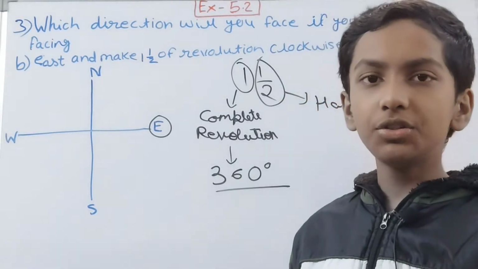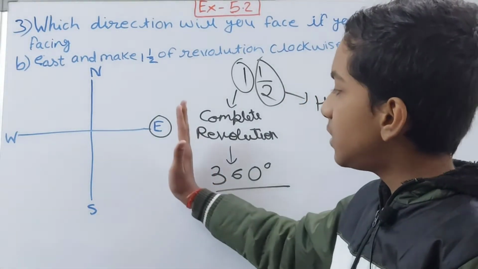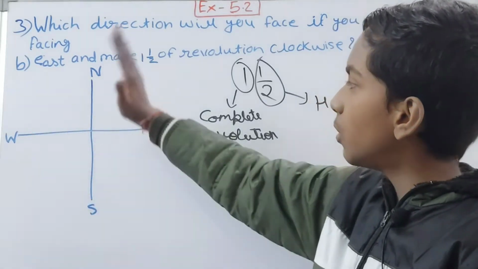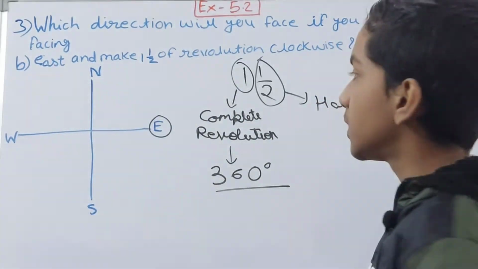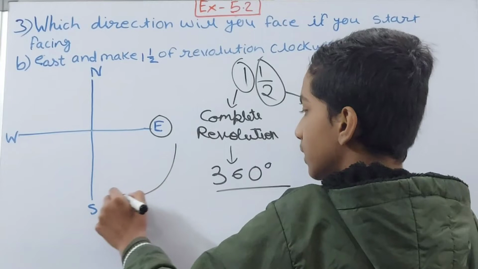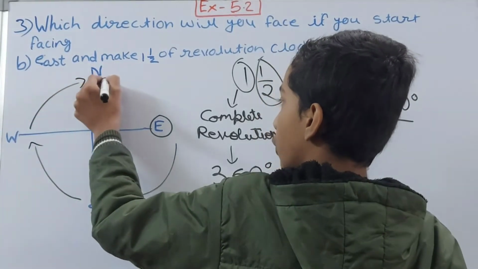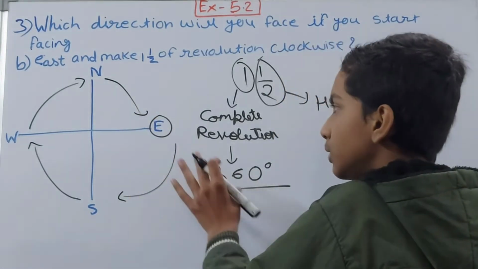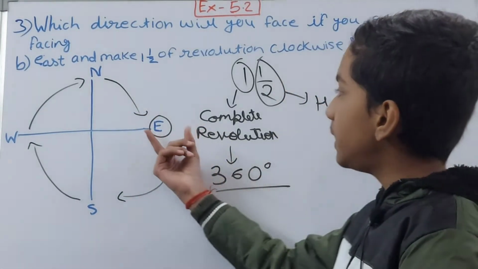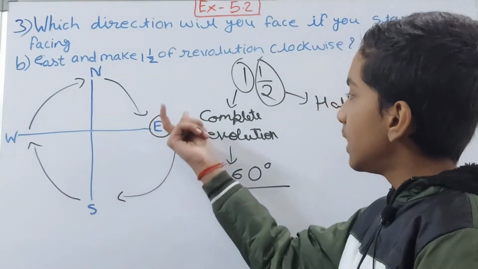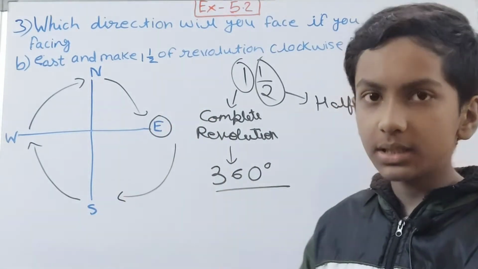See, complete revolution is when you go from east to south to west to north and come back at east. So you have moved from here to here to here to here, and then from here, right? So if you make one complete revolution from east, you will again land at east, right?